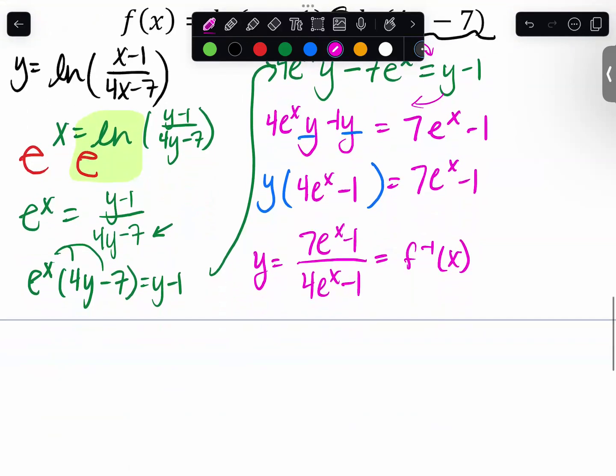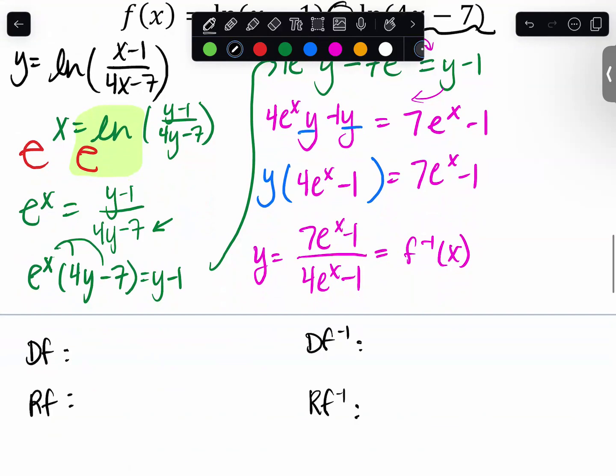Now talking about their domains and ranges: the domain of f, the range of f, the domain of f inverse, the range of f inverse. Start with the easy ones, the range of f and the domain of f inverse. Let's start with the domain of f inverse.